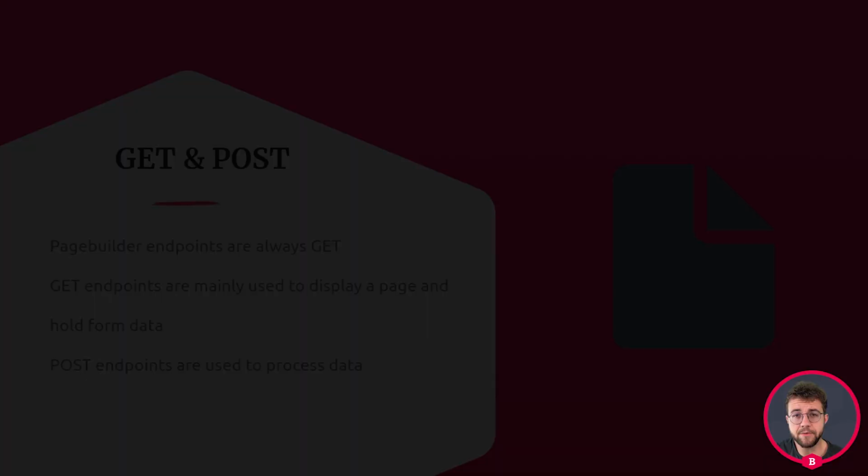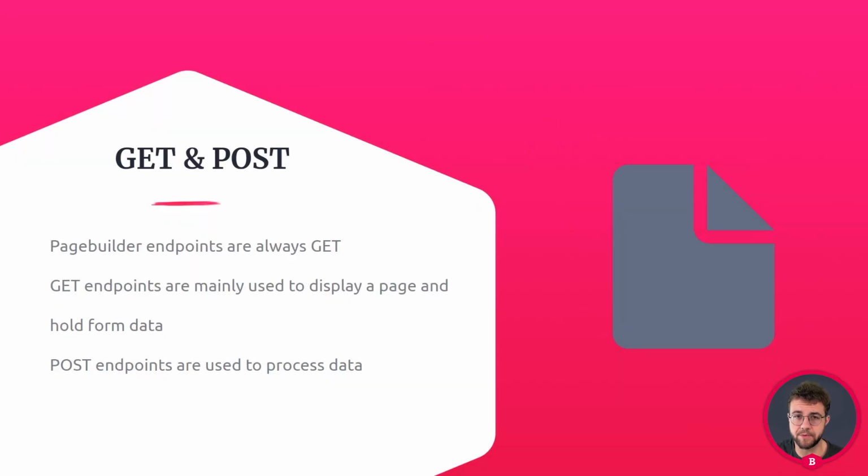And the last two terms I want to tell you about are the get and post. Pagebuilder endpoints are always get. Get endpoints are mainly used to display a page and hold form data. It gets data from our server and it shows it to you. Form data after submitting is given to a post endpoint and processes data via a page action. Post endpoints are thus used to process data.